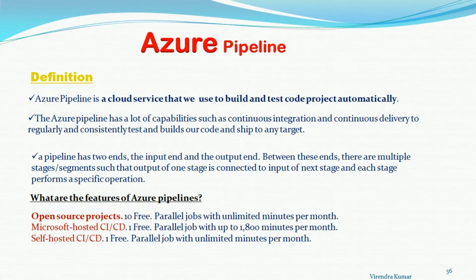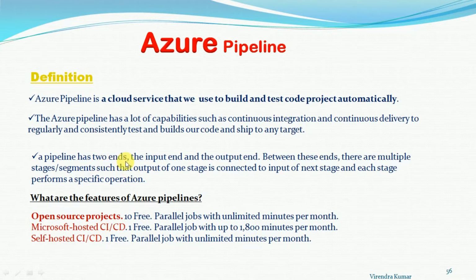Now we come to the Azure Pipelines. Azure Pipelines is a cloud service that we can use to build and test our code project automatically. So in general terms, you can define a pipeline as something used to build and test code automatically. Azure Pipelines has a lot of capabilities, such as continuous integration and continuous delivery, to regularly and consistently test and build our code and ship it to any target.